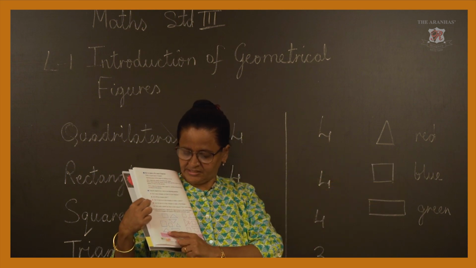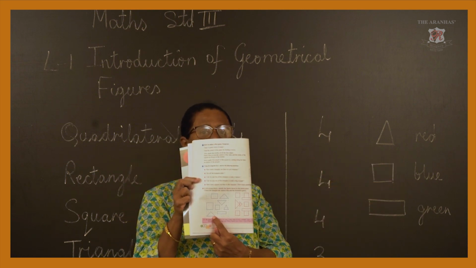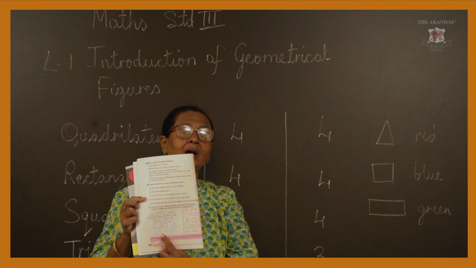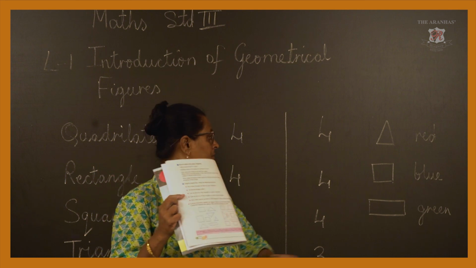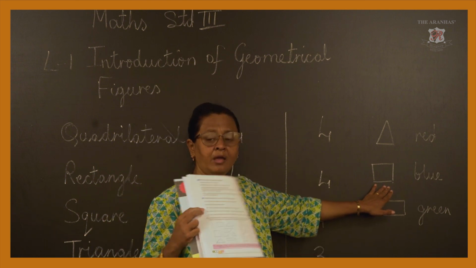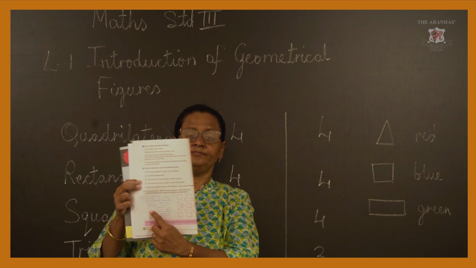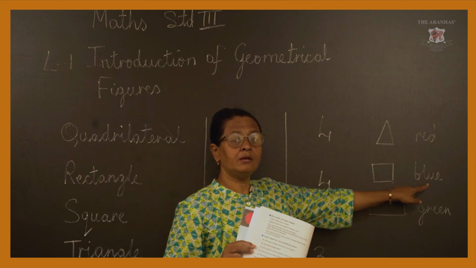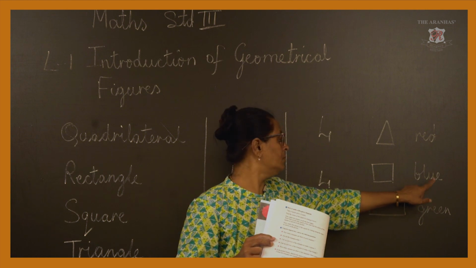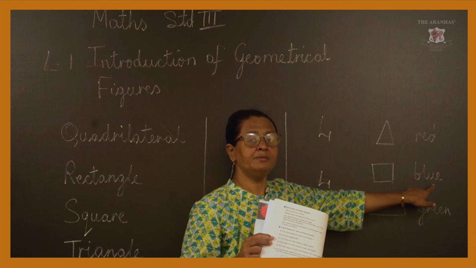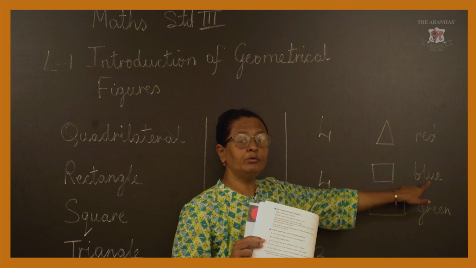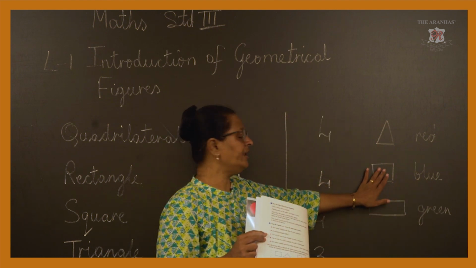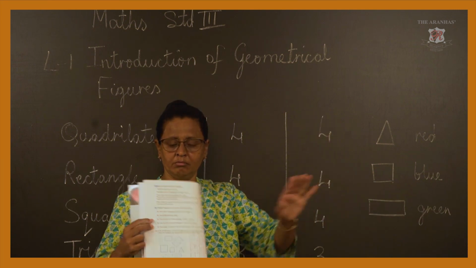In this, if this is a triangle down here, you will color it red. The square, you will color it in blue. Now, don't say dark blue, light blue, it should be blue, any blue will do. Only thing is it should be blue.